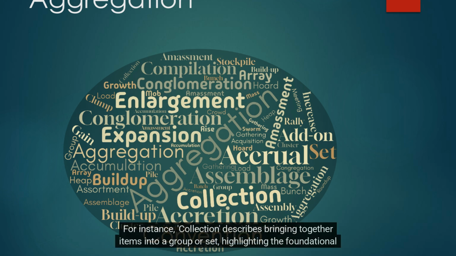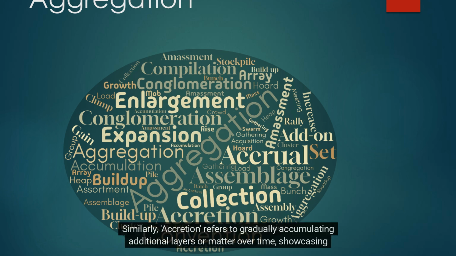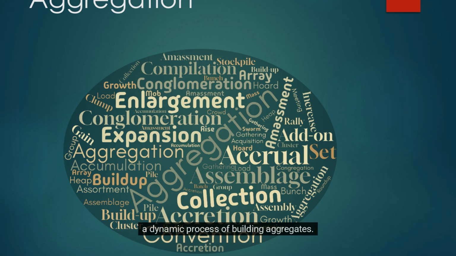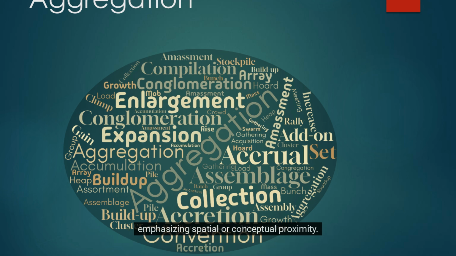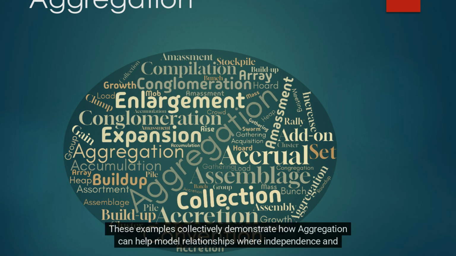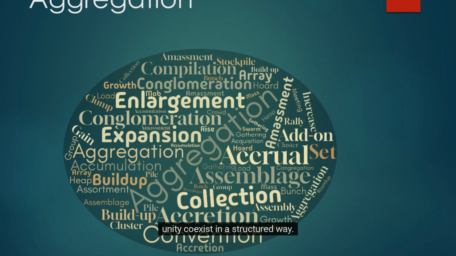For instance, collection describes bringing together items into a group or set, highlighting the foundational aspect of aggregation. Similarly, accretion refers to gradually accumulating additional layers or matter over time, showcasing a dynamic process of building aggregates. Another example is cluster, which represents a group of similar elements positioned closely together, emphasizing spatial or conceptual proximity. These examples collectively demonstrate how aggregation can help model relationships where independence and unity coexist in a structured way.